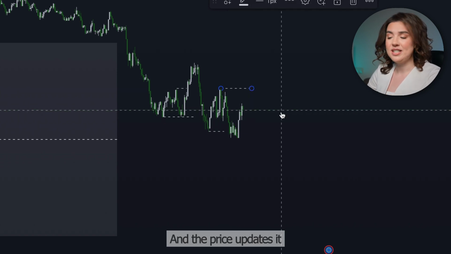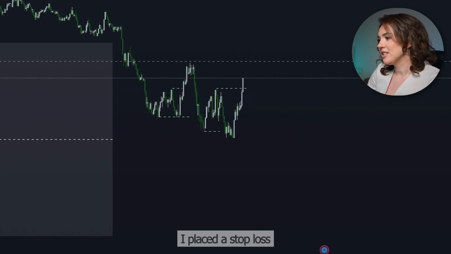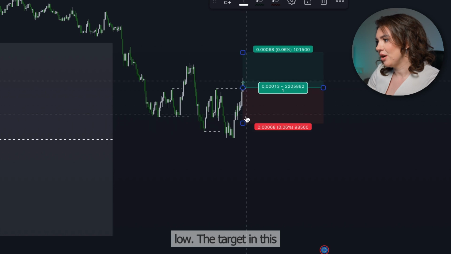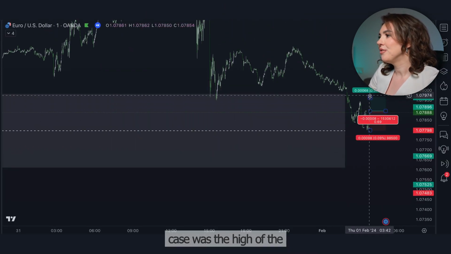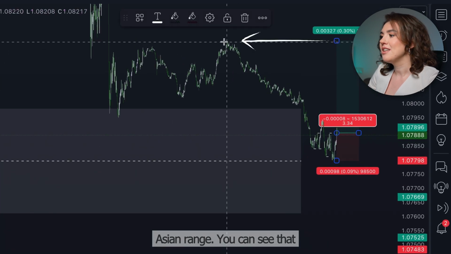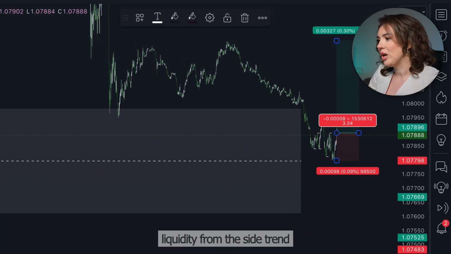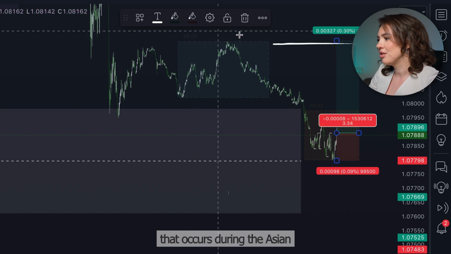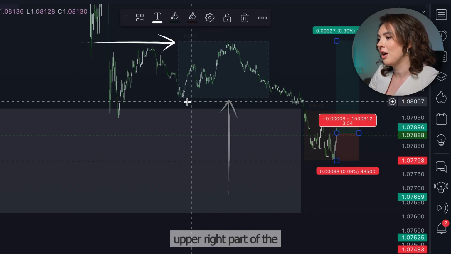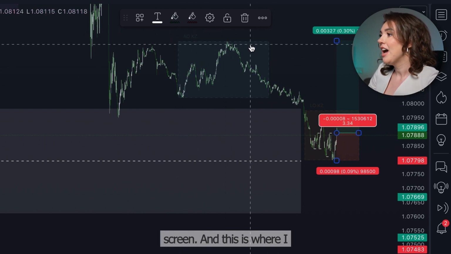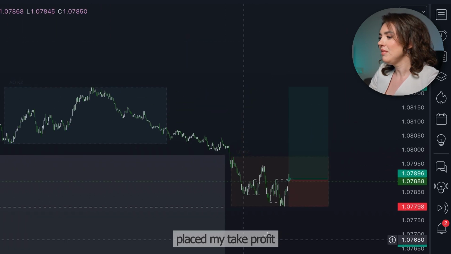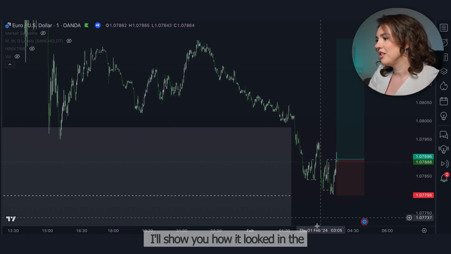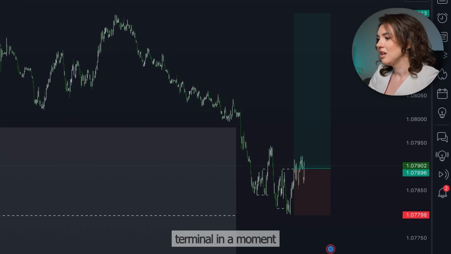And the price updates it. I placed a stop loss entry behind the next low. The target in this case was the high of the Asian range. You can see that the price has collected liquidity from the side trend that occurs during the Asian session in the upper right part of the screen. And this is where I placed my take profit. I'll show you how it looked in the terminal in a moment.